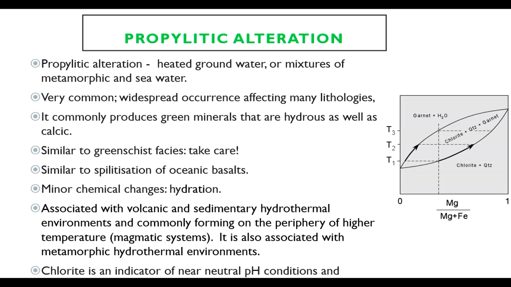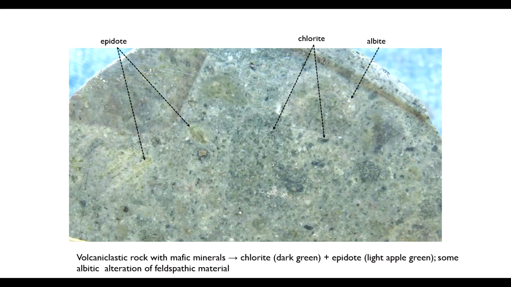So it can be diagnostic, but it's not a great smoking gun because it's quite common. So we have to be wary of that. But the main thing to realise is it's broadly green minerals. So chlorite is a common one, but here's an example.